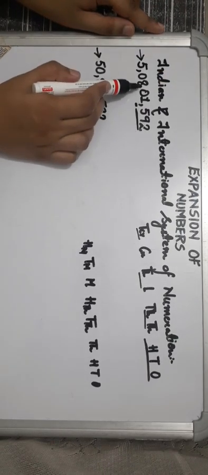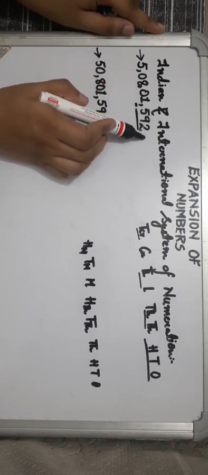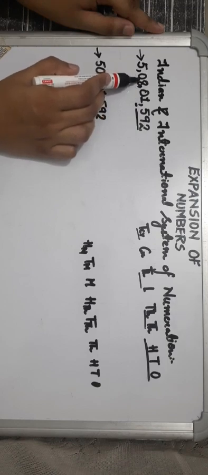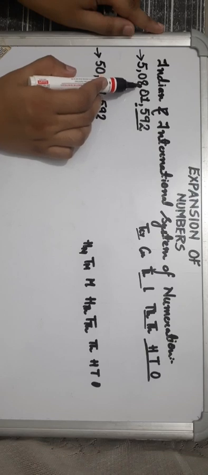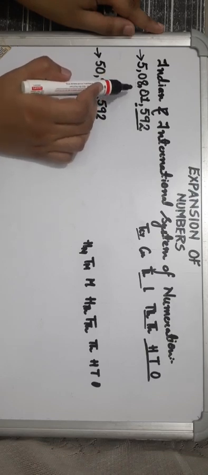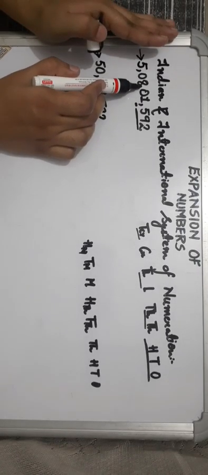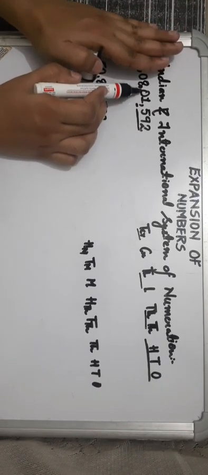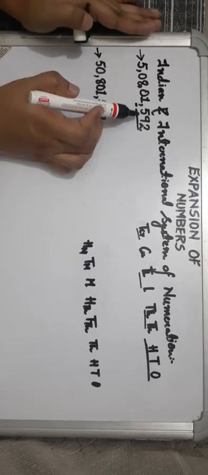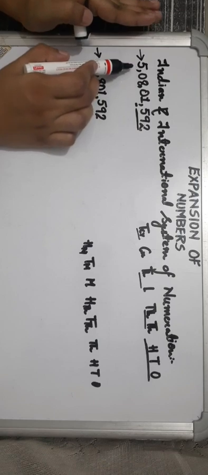Now, next comma, when will it come? Right-most side after 5 digits, or 2 digits after the first comma. Okay, now what does it indicate? This comma indicates lakhs, marked as lakhs. We will read this as 8 lakhs. Similarly, in the same manner, every comma will come after 2 digits.